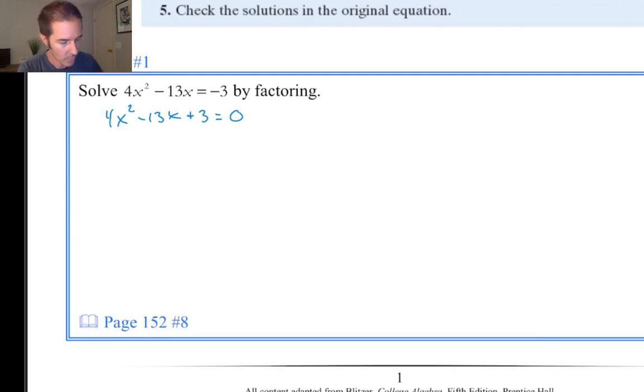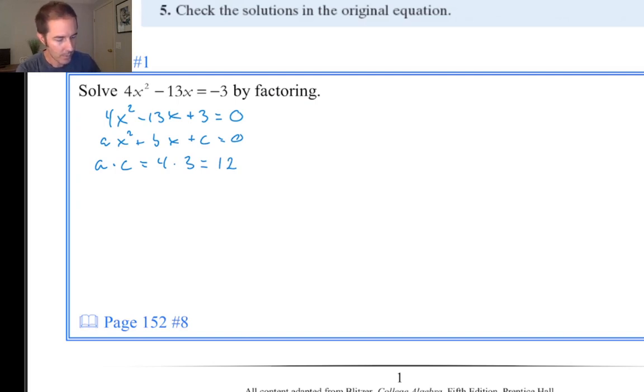Remember that this equation is of the format ax squared plus bx plus c equals 0. Good, so we've got things organized for starters. My a value multiplied by my c value is 4 times 3, which is 12. You could call this your AC number or your grouping number.